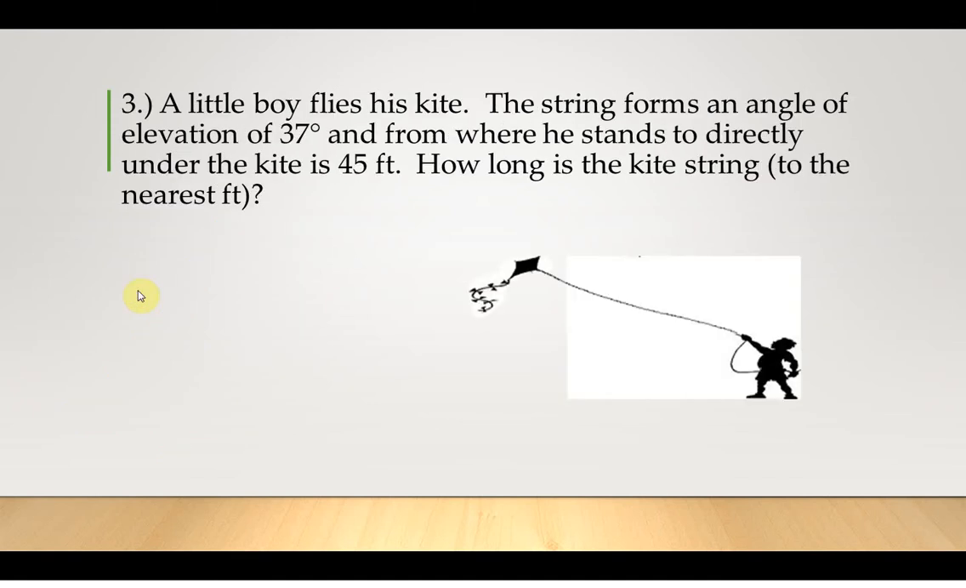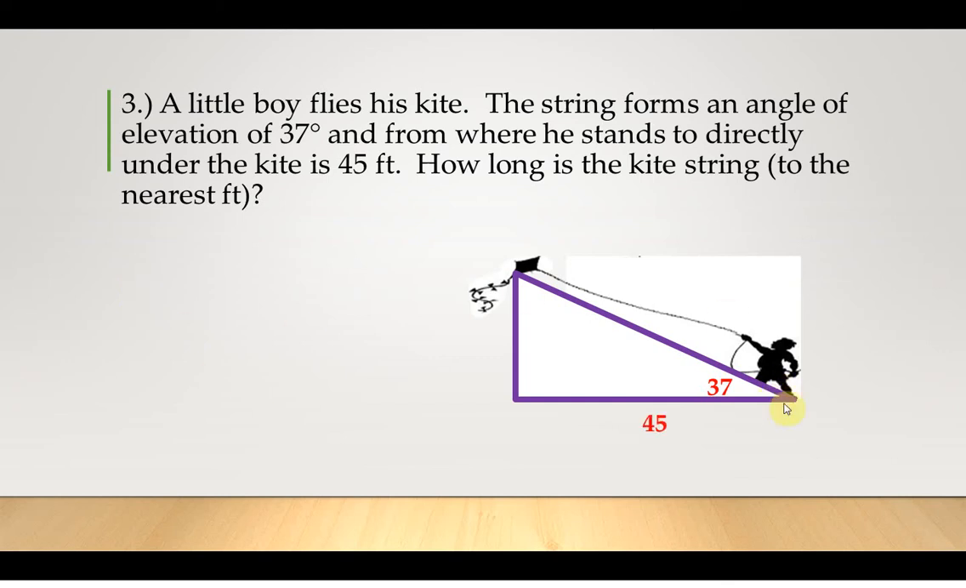Number 3, we have a little boy flying his kite. The string is forming an angle of elevation of 37 degrees. So remember, if you have your right triangle here, the angle of elevation is from the ground going up. So it's your line of sight. So that would be 37 degrees. And from where he stands to directly under the kite is 45 feet.